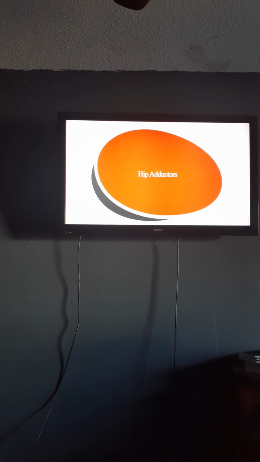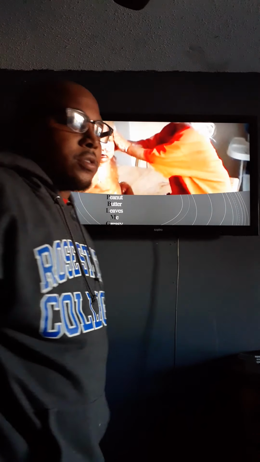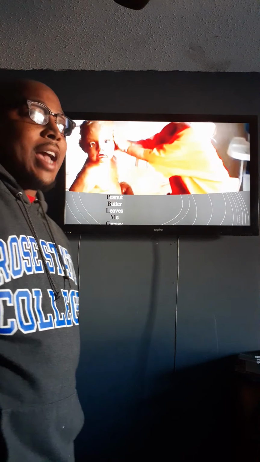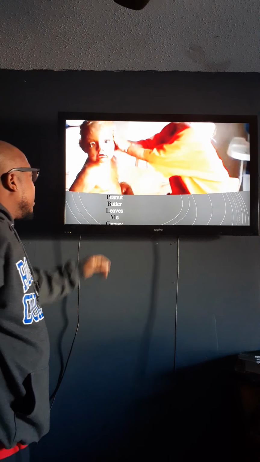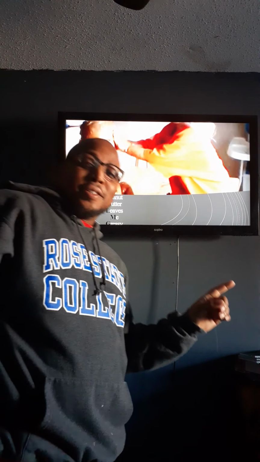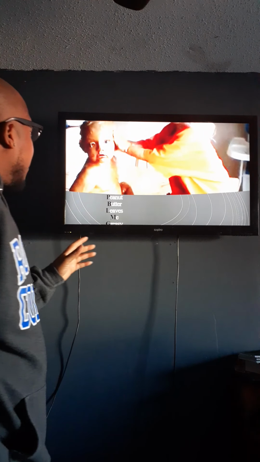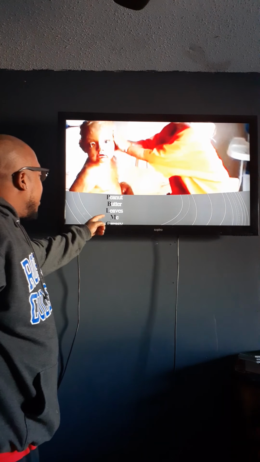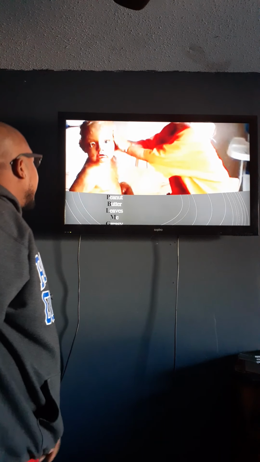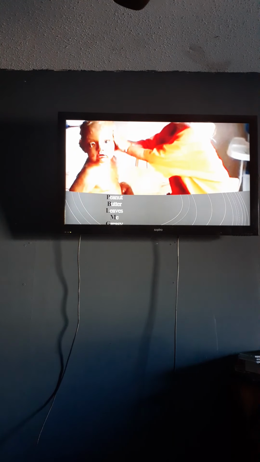All right, so let's talk about hip adductors. The best way to remember your hip adductor muscle group is by the acronym "peanut butter leaves me greasy." As you can see, his sister is teaching him his hip adductor muscle groups. Peanut butter leaves me greasy. And he's having a field day.